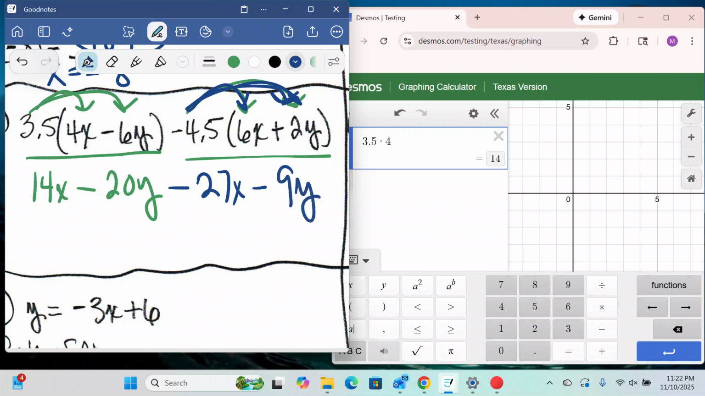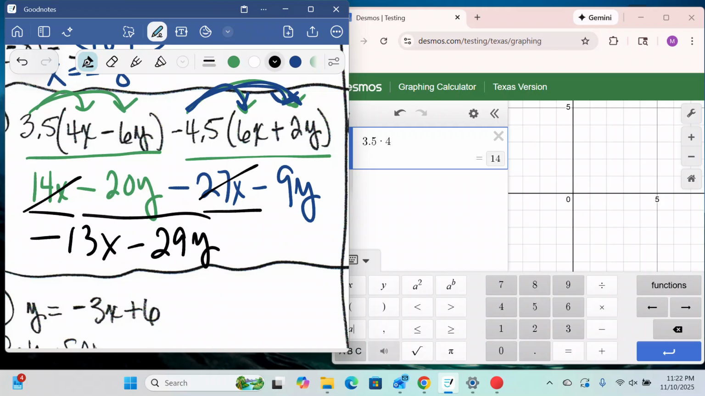And then I'm going to get the x's and the x's together. So that gives me a negative 14, 15, 16, 17, negative 13x. That goes away. And then I'm going to get a negative 29y. And that right there is my answer.